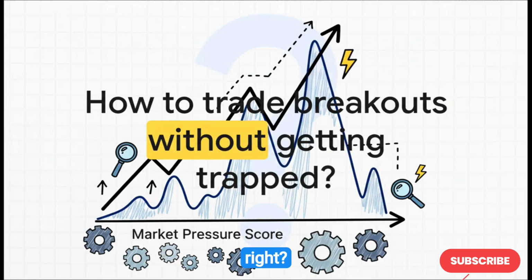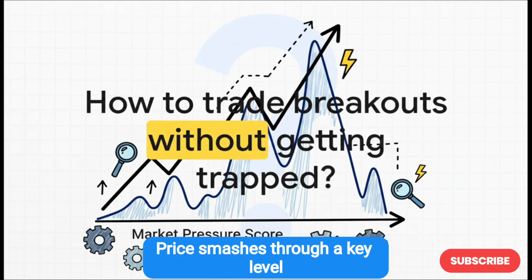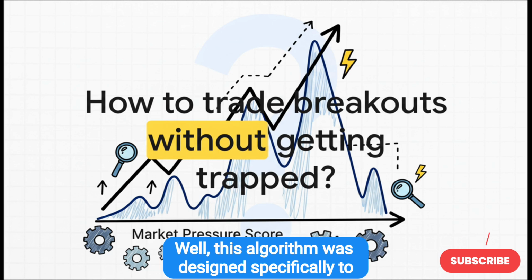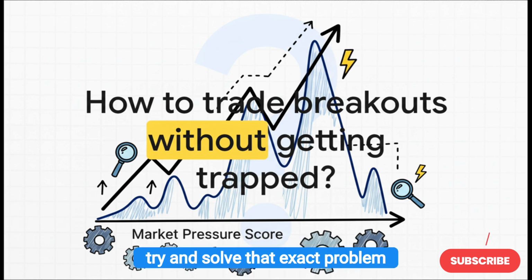You know the feeling, right? Price smashes through a key level, you jump in thinking this is the one, and bam, it reverses on you. It's a false breakout, a fake out, and you're trapped. Well, this algorithm was designed specifically to try and solve that exact problem.